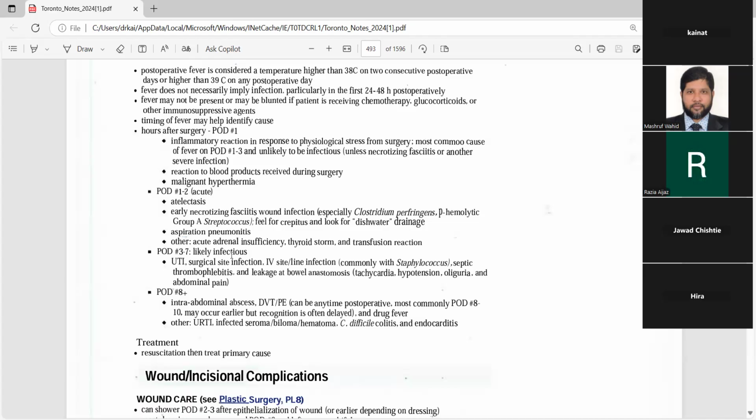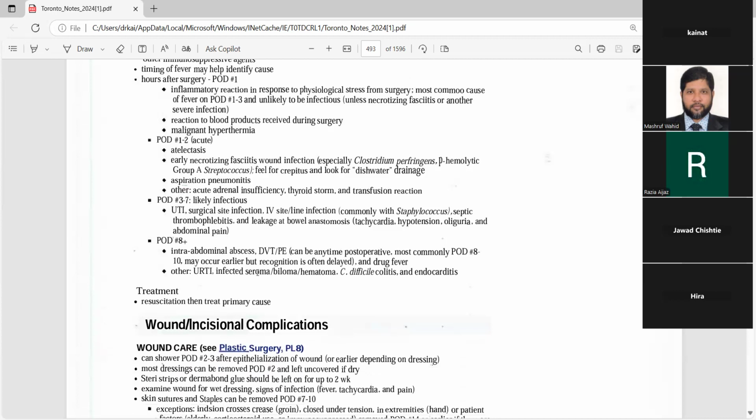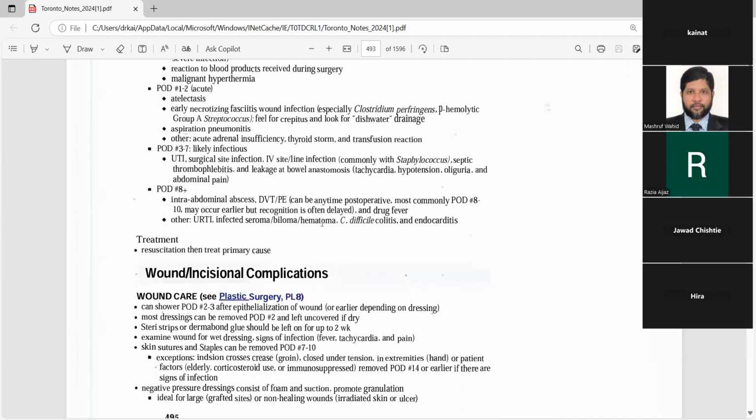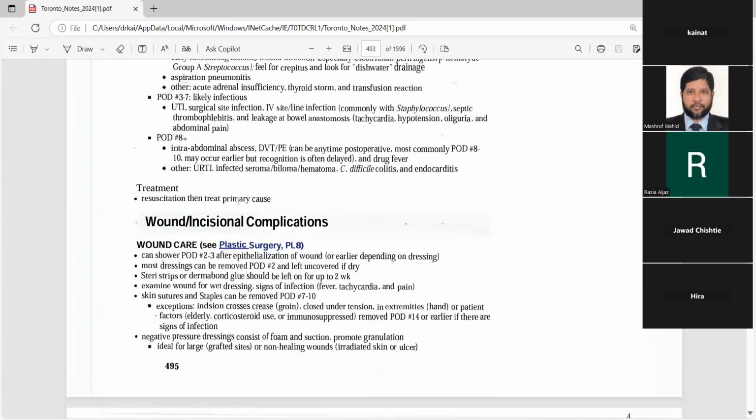Then 3 to 7 is basically after day 3. Now you can start thinking of infection, like UTI because of Foley's catheter, surgical site infection, IV site, septic thrombophlebitis, leakage at the bowel anastomosis or anything. Then more than 8 days is intra-abdominal abscess, DVT, drug fever, other respiratory causes, seroma, hematoma. Then resuscitation, then treat the primary cause.